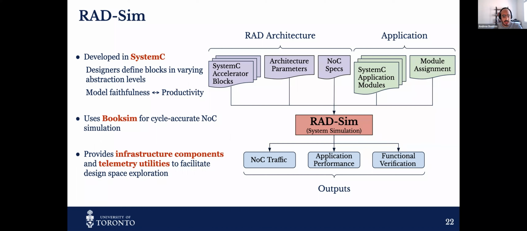So it's fully developed in SystemC, which basically has two advantages. The first advantage is that it's much faster than simulating it in RTL, which we need when we try to evaluate these very complex heterogeneous devices. And SystemC also enables designers to define those accelerator blocks or application modules at different levels of abstraction. So you can have something that is more of a behavioral description of the module, or closer to an RTL-level description, but written in SystemC. And this helps you trade off between the faithfulness of your model and the designer productivity. How long would it take you to write the SystemC description of those blocks?